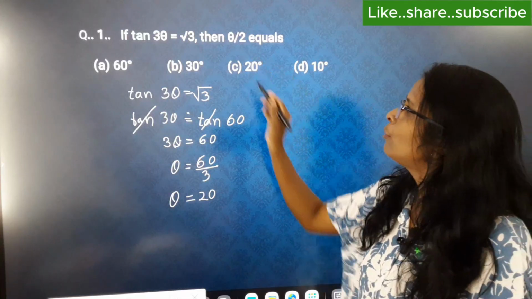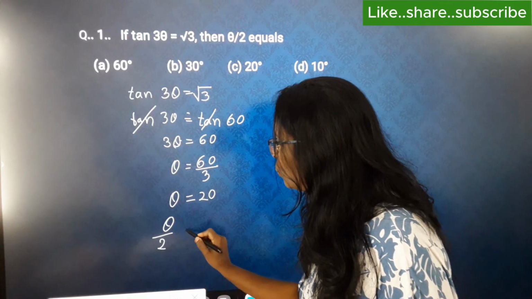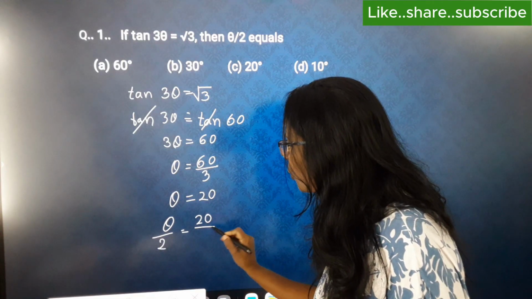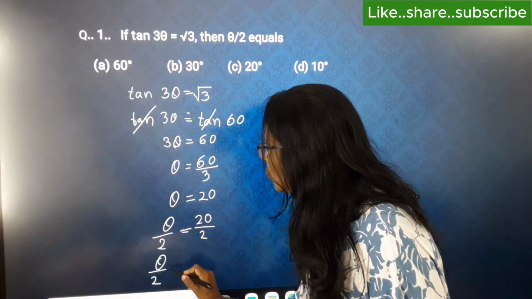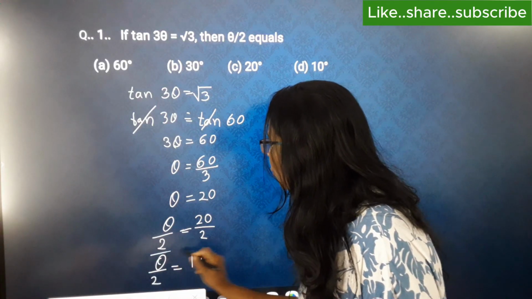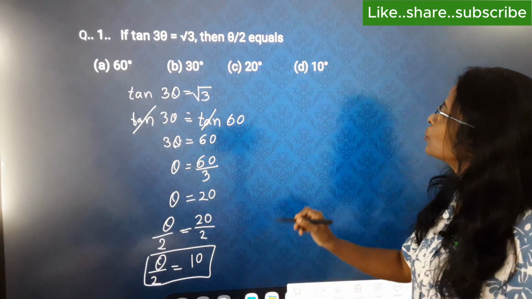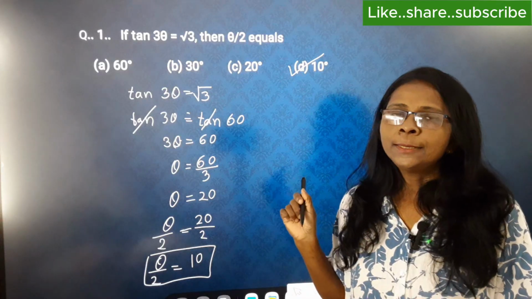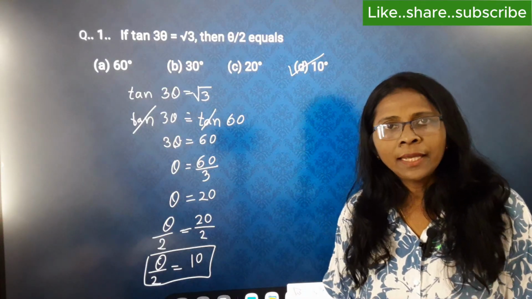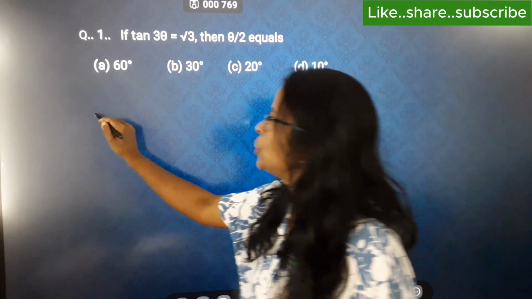But we have to find out theta upon 2. So dividing both sides by 2, that means theta upon 2 is equal to 20 upon 2. That means theta upon 2 is equal to 10. Okay, theta upon 2 is equal to 10. So here which option? So the answer is D. So the option D, that is 10, is the correct answer. So now let us see the next question students.